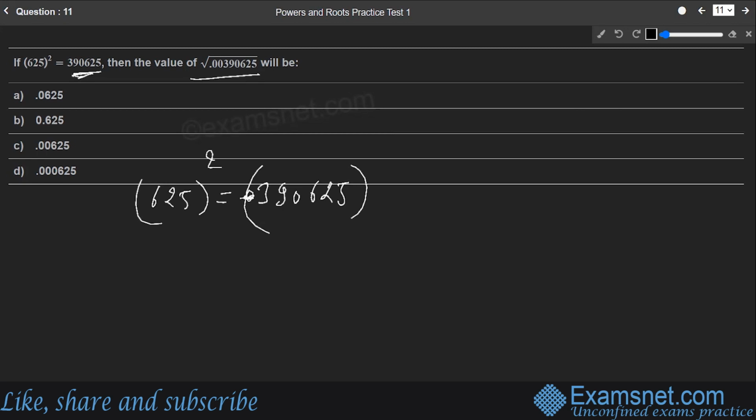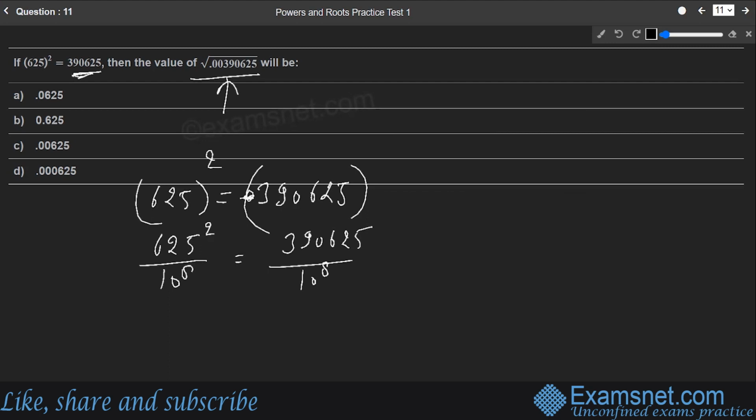On the left hand side, if we divide both the terms by 10 to the power 8, it's going to be 625 squared divided by 10 to the power 8 is equal to 390,625 divided by 10 to the power 8. Why have we divided by 10 to the power 8? So that we can reach the decimal value 0.00390625. Now we are supposed to find the square root, so let us take the square root on both sides.